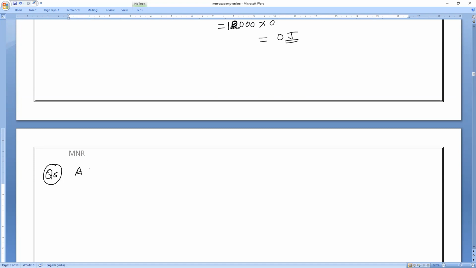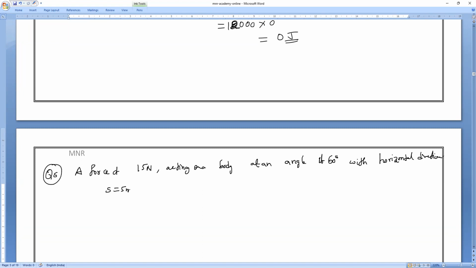Write it. A force of 15 newtons acting on a body at an angle of 60 degrees with a horizontal direction displaces the body through a distance of 5 meters along the surface of a floor. Calculate the amount of work done.